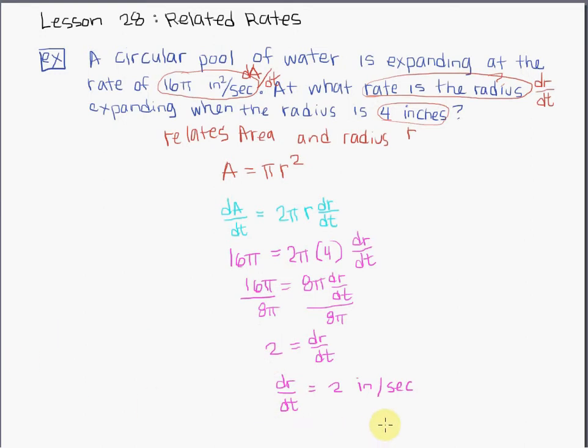Now, also just something to note is that the 2 inches per second tells us that the radius is increasing. It's getting larger. If it was -2, then that would tell us that it was decreasing. Okay, so let's look at another example.